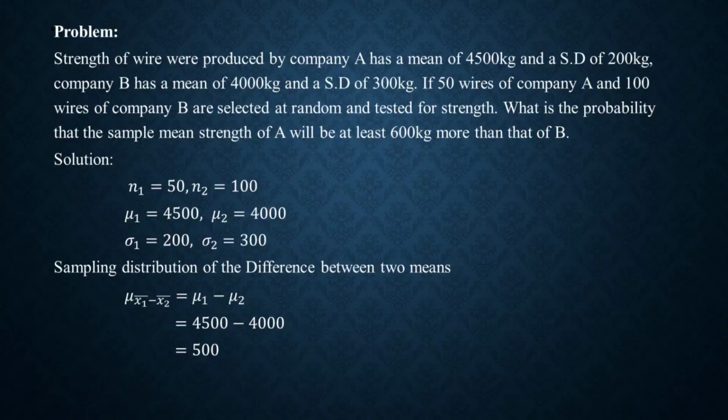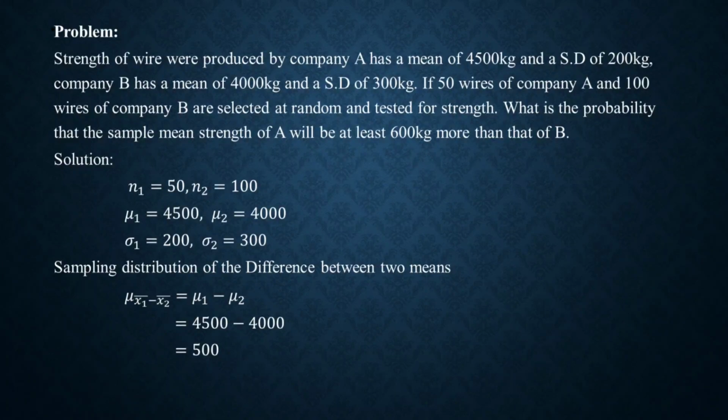Here it is given that company A has mean 4500. It means mu1 value is 4500 and standard deviation is 200 for company A. So we have sigma 1 value is 200. Now the second population has mean 4000 and standard deviation 300. It means mu2 value is 4000 and sigma 2 value is 300. Next in question it is given that if 50 wires of company A and 100 wires of company B are selected at random, it means first population has sample size n1 is 50 and second population has n2 value as 100.